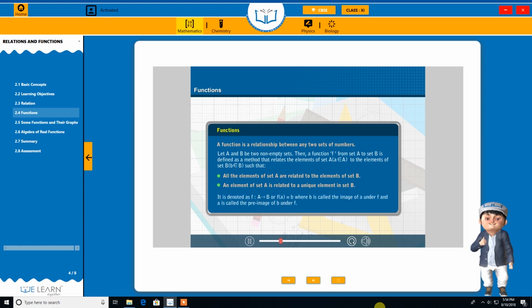It is denoted as shown, where B is called the image of A under f and A is called the pre-image of B under f.